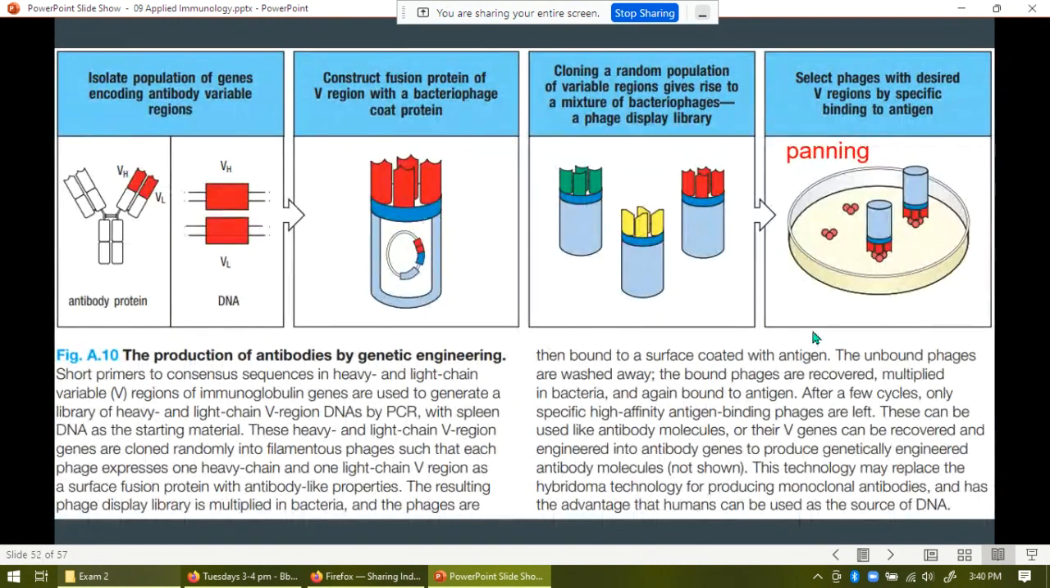So here's what it looks like. You basically are interested in an antibody protein, but you only want the variable region, right? You only want the antibody binding domain. So what you're going to do is take the gene for the variable region of the heavy chain and the gene for the variable region of the light chain, and amplify those in a PCR after you lyse the cells. Then you're going to construct a fusion protein of the V region of both the heavy and light chain, and you're going to link the heavy chain and the light chain together with a little bit of linker DNA in between, as well as a promoter region.